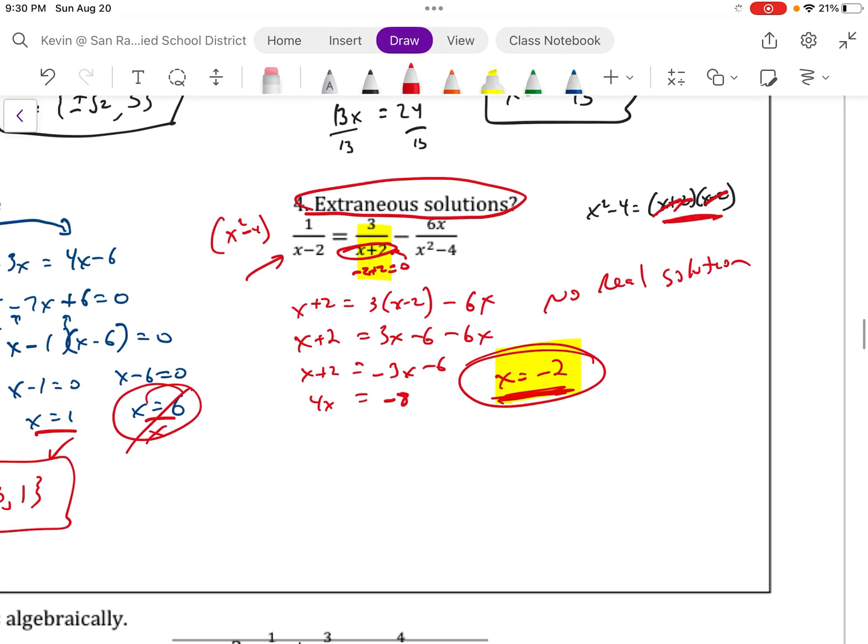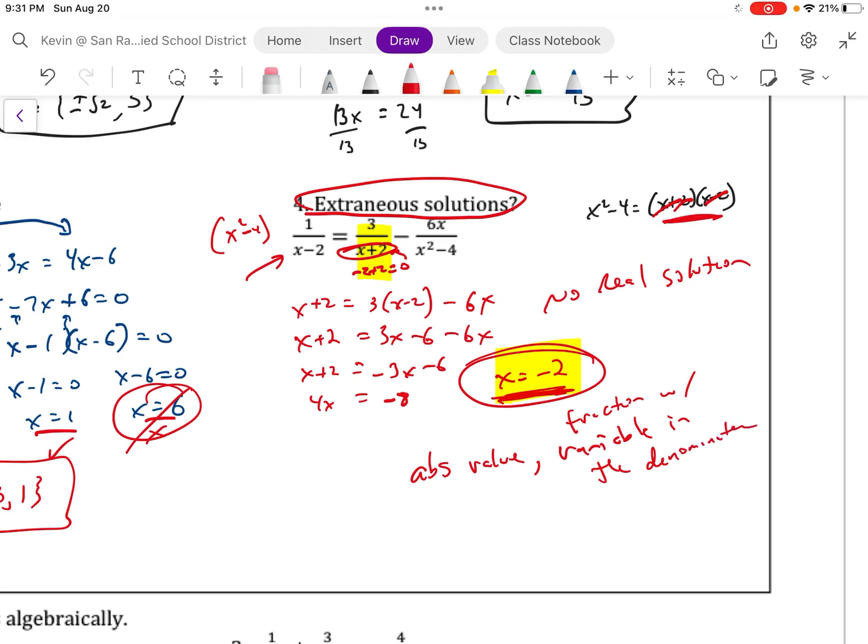So in this case, there is no real solution because x minus 2 is an extraneous solution. Anytime we have absolute value, a variable, a fraction with a variable in the denominator, or a radical, in those cases we're always going to check our solutions.